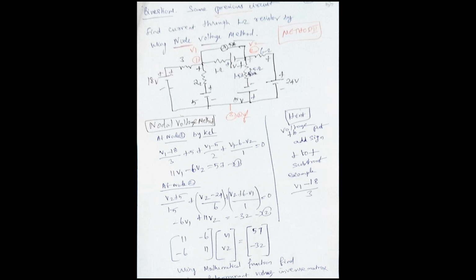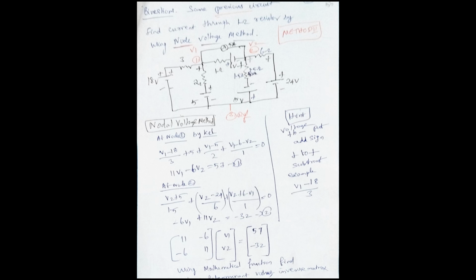Node 2 depends on the 1.5 ohm, 6 ohm and 1 ohm resistances. So (V2 plus 5) divided by 1.5, plus (V2 minus 24) divided by 6 ohm, plus (V2 plus 6 minus V1) divided by 1 ohm, is equal to 0.